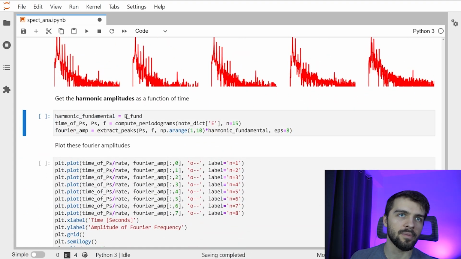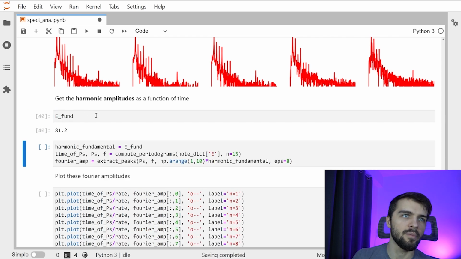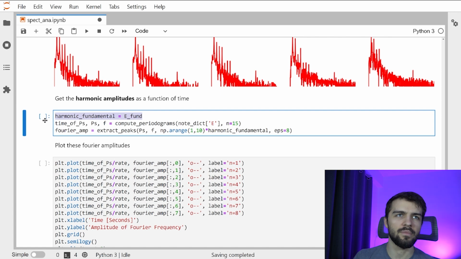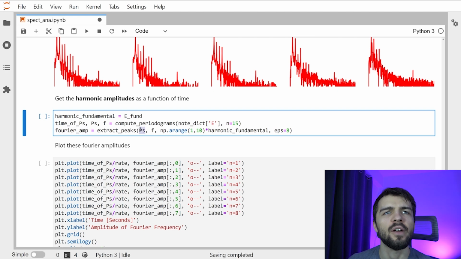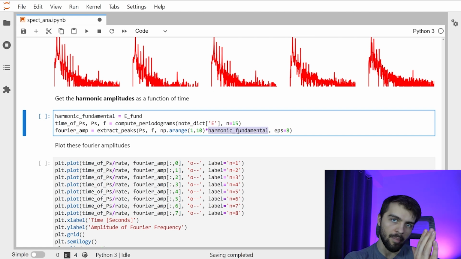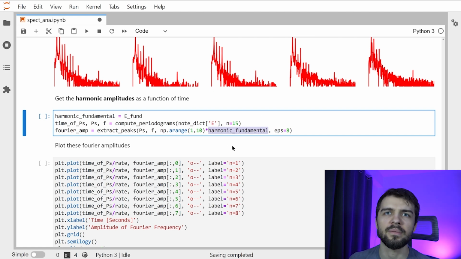My harmonic fundamental, E fund, is just a number. It's like 81.2 because my guitar was out of tune. That's my fundamental harmonic. Then I get my times of periodograms, my periodograms, and the corresponding frequencies from the compute periodograms function, like I did above. The Fourier amplitudes I get will be a 2D array because I have 10 amplitudes for each of my periodograms, so they stack like a 2D array. I feed in the periodograms from above and the frequencies, and I'm looking at the first 10 harmonics, so it's 1 to 10 times this fundamental frequency: 81.2, 162.4, whatever the math is there.